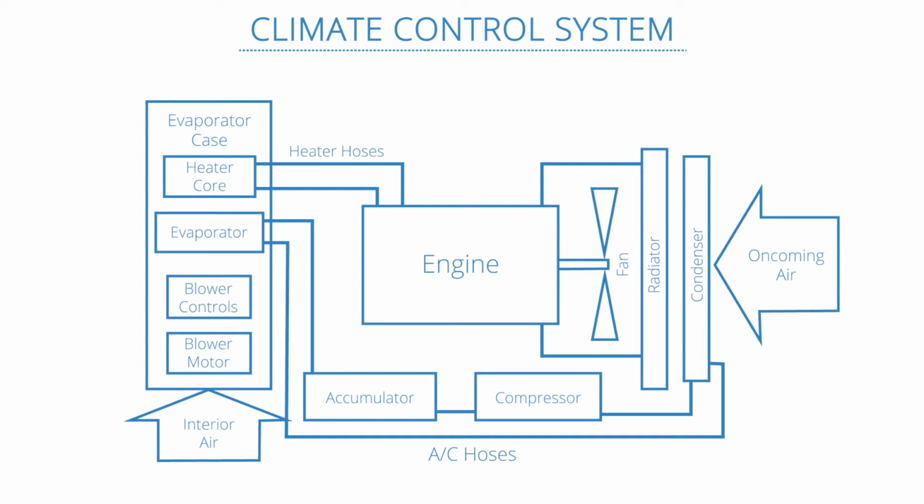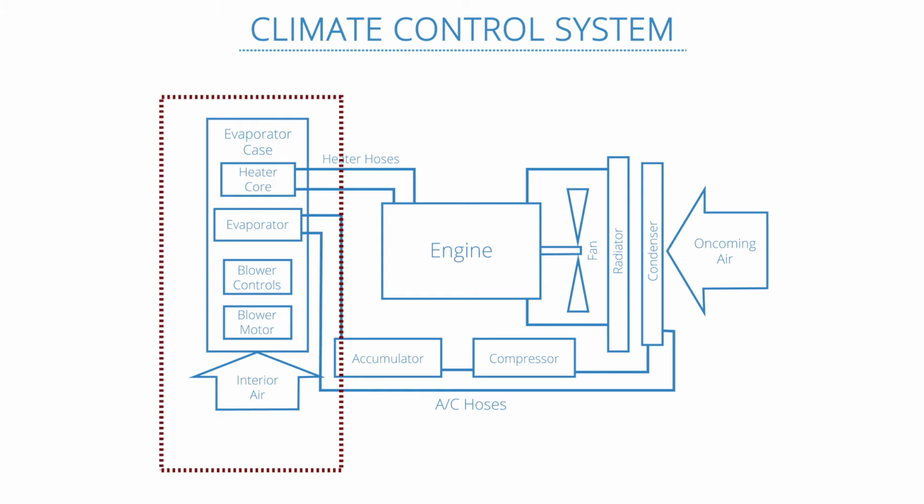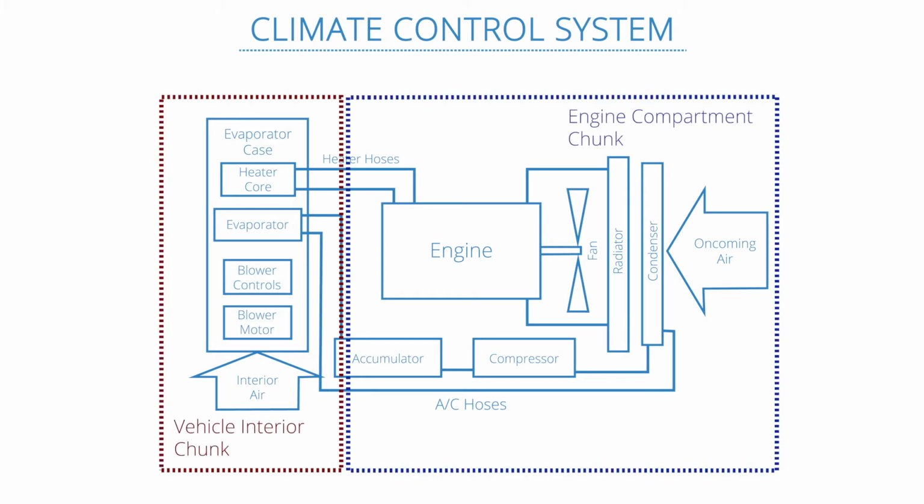The question that we'll ask here is, how should we organize the development of these different components? Are there natural subsystems or systems that we would decompose this into? What is the sensible system architecture? One option that we have is to organize it in 2 chunks. Which are the components inside the vehicle interior? Which are the components that are under the hood of the vehicle?